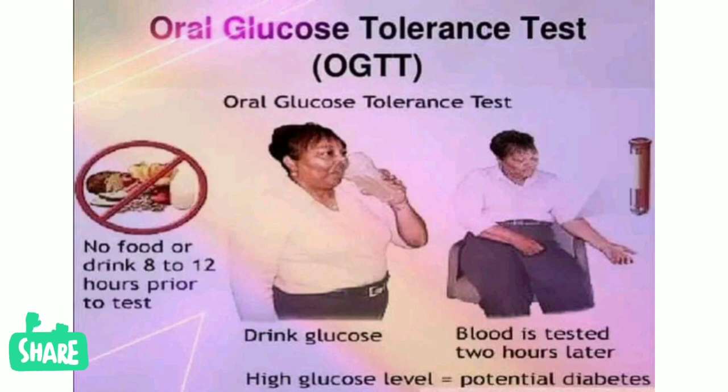The second one is the oral glucose tolerance test. In this, no food or drink 8 to 12 hours prior to the test is taken and then you drink glucose. Blood is tested 2 hours later. High glucose level means potential diabetes. And this is OGTT, oral glucose tolerance test.